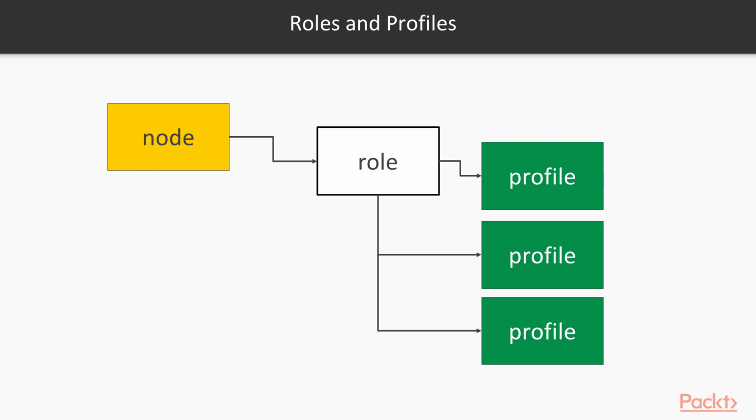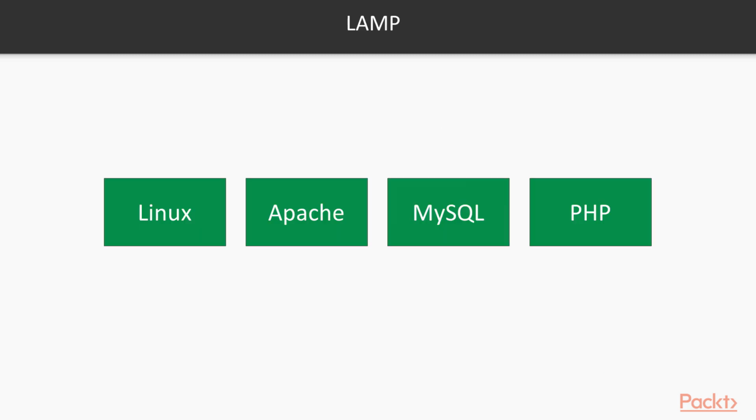And what we're going to build up is a LAMP machine. We're going to have Linux, Apache, MySQL, and PHP on the same machine to produce some product. In this case, we'll install a CMS in the final video. But in this first video, we're going to install Apache.